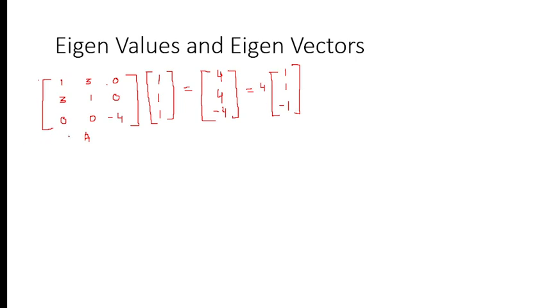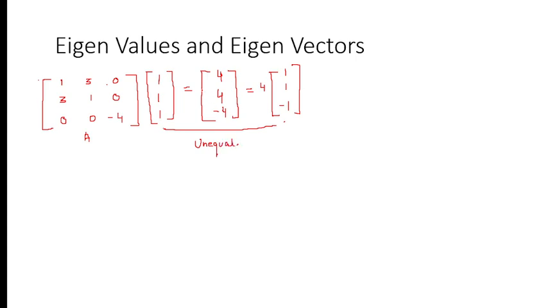So if I multiply this matrix with this vector, it gives me this answer. Here 4 is basically a scalar. It is not a matrix. But these two column matrices are not equal. These two matrices are unequal.